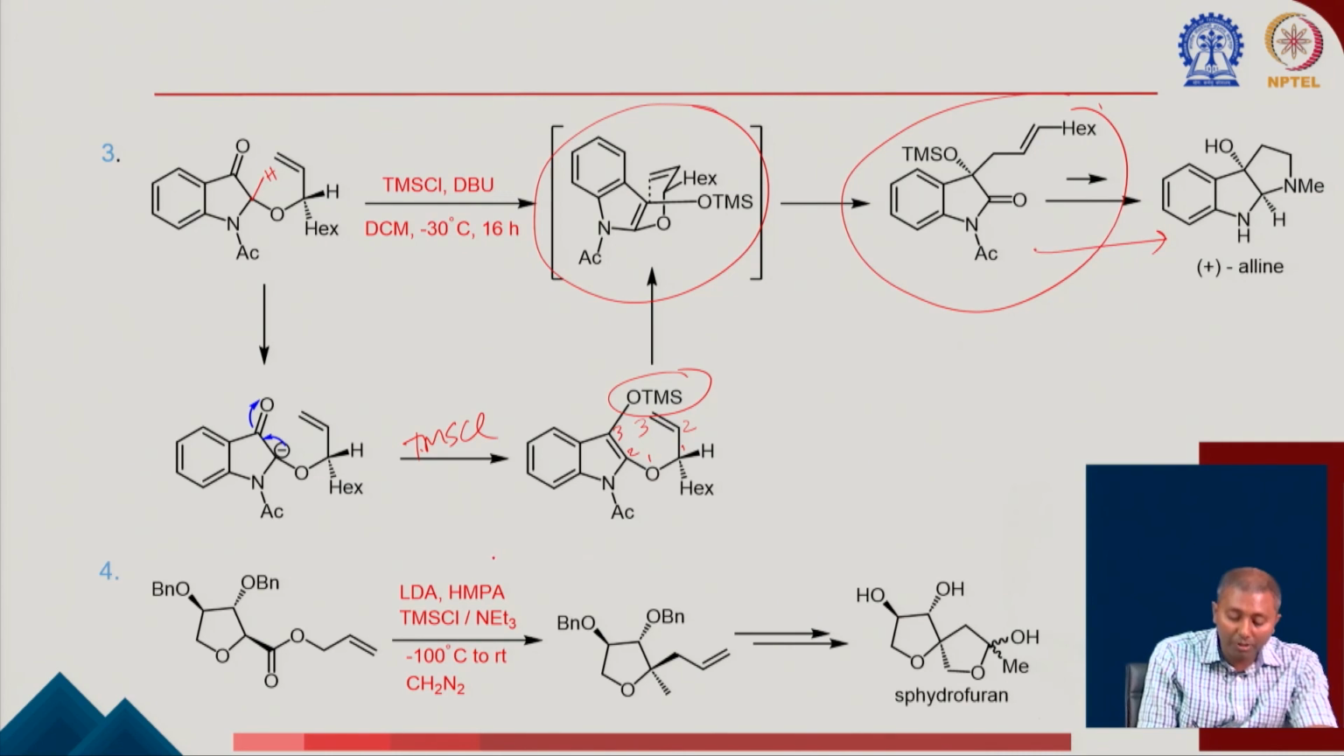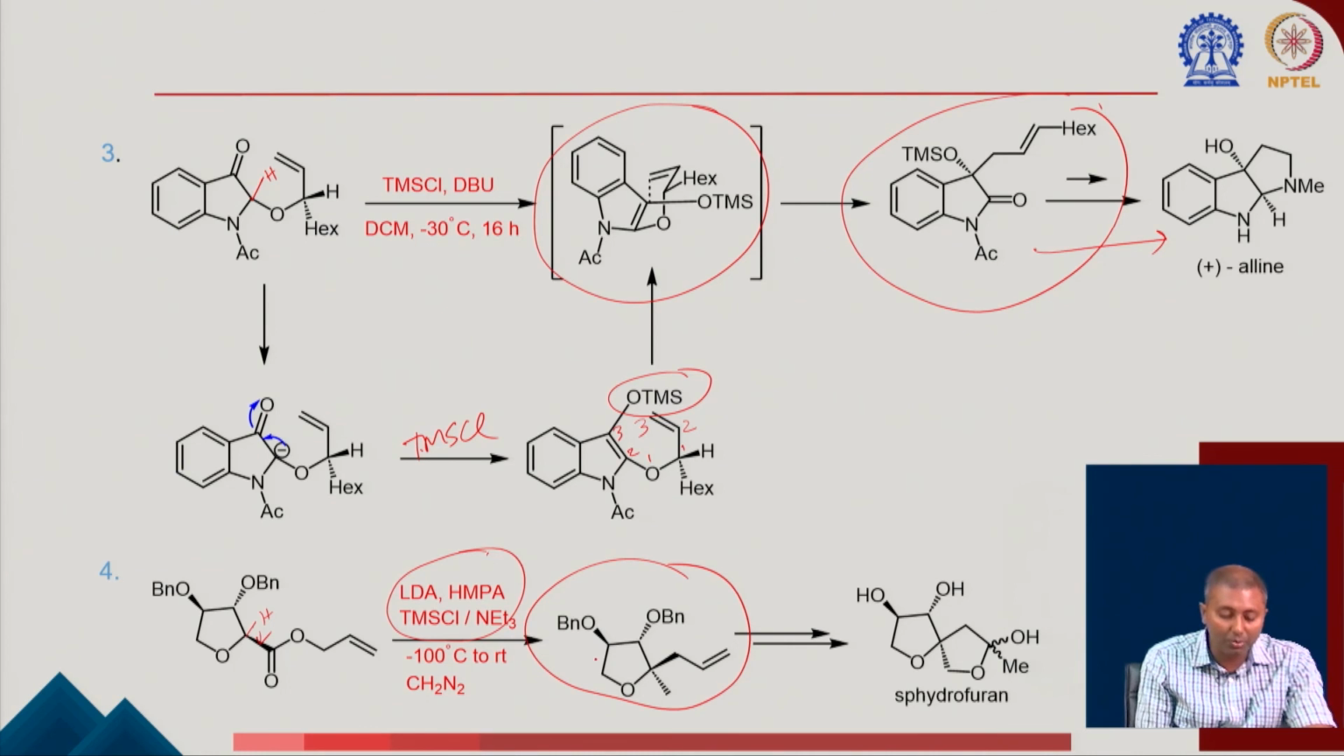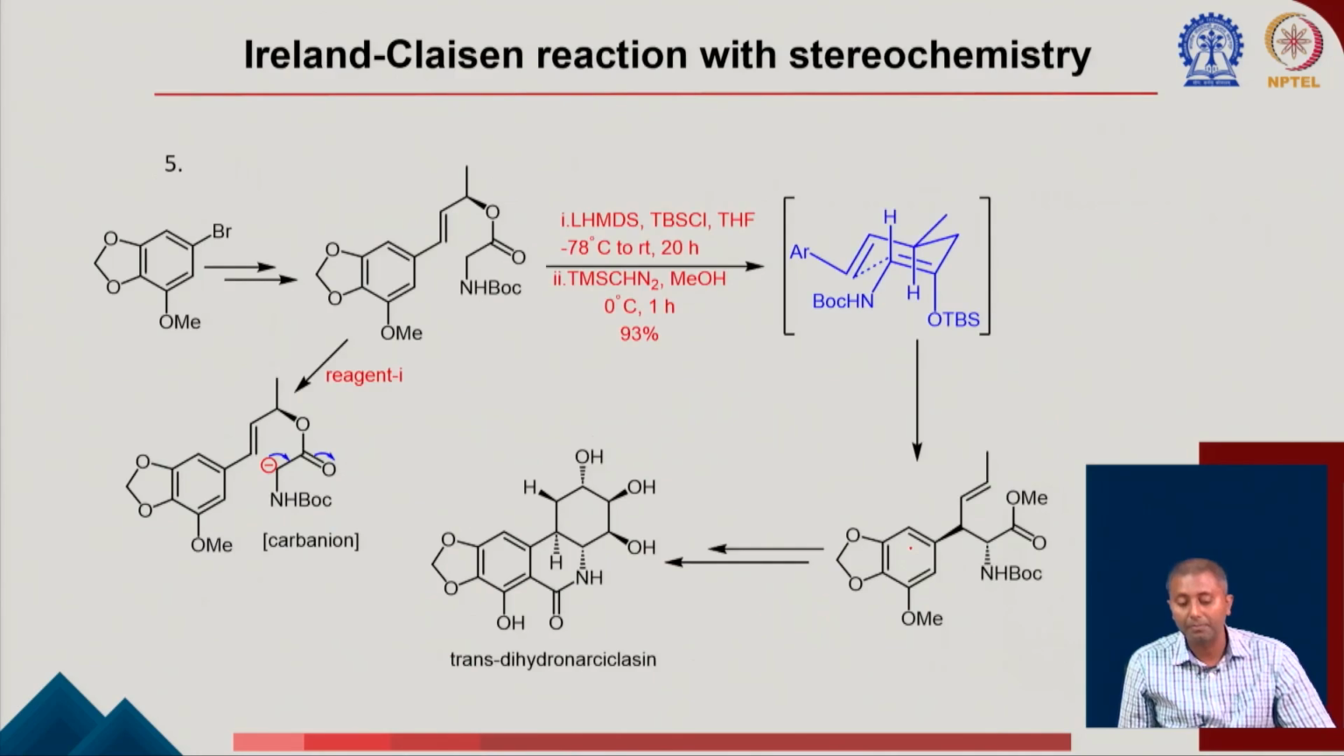Once you use LDA with HMPA, we have learned that it is going to again abstract a proton from here. So now you can see there will be a proton abstraction from here, forming this O minus, which is going to trap with your TMS chloride. Then it is going to go for a 3,3 sigmatropic shift to make this corresponding compound. Once you have this OTMS here, it will form a double bond and an OTMS, and then it is going to perform this 3,3 sigmatropic shift to form this compound, which will be further converted to this corresponding natural products. So there is another example of the Ireland-Claisen reaction.